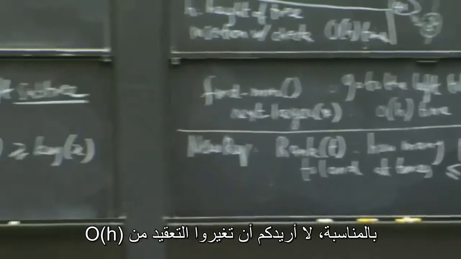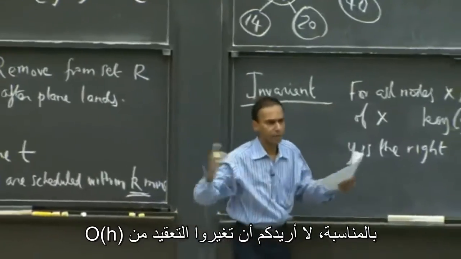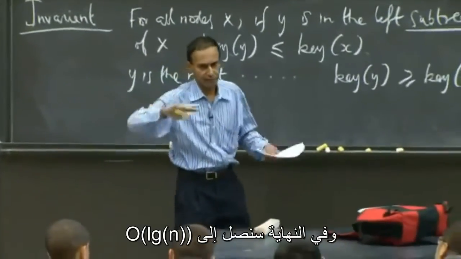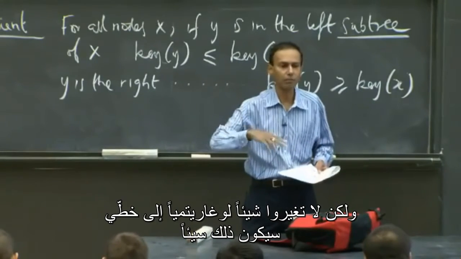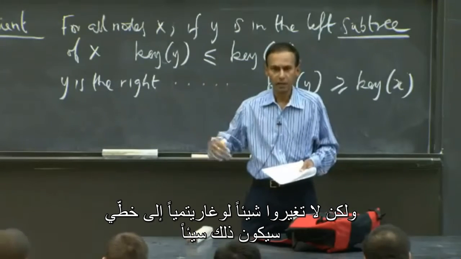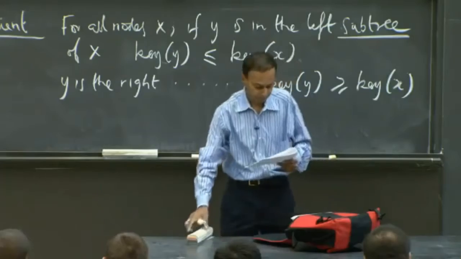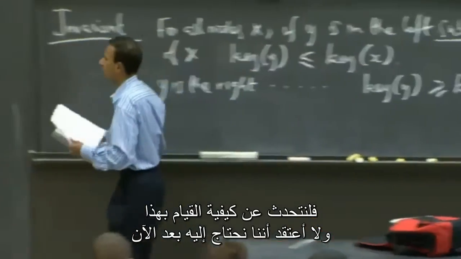And oh, by the way, I don't want you to change the complexity from order H, and eventually we'll get to order log n. But don't go change something that was logarithmic to linear. That would be bad. Okay. So let's talk about how you do this.